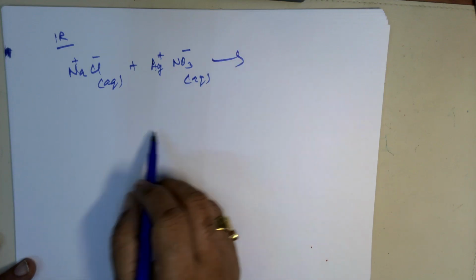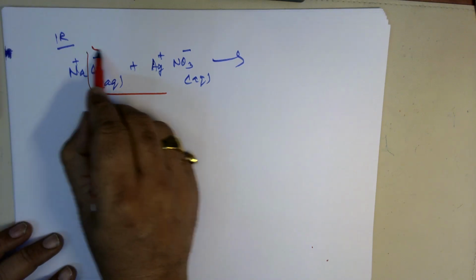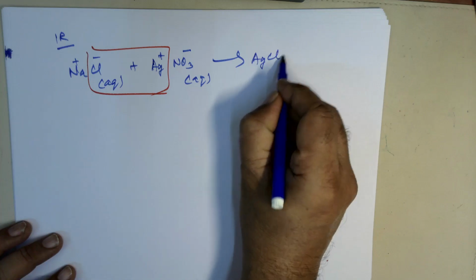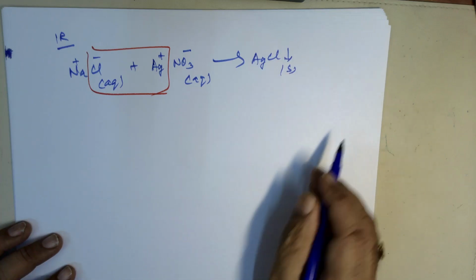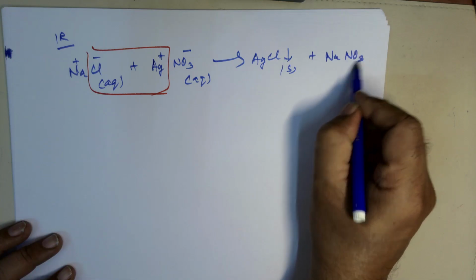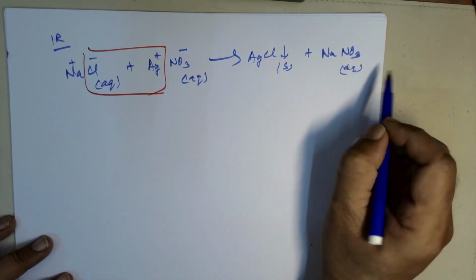Now when they combine, what happens? This chlorine will combine with the silver to become AgCl, silver chloride, as precipitate, the solid one. And then you are able to get NaNO3. So this is called ionic reaction. Okay.